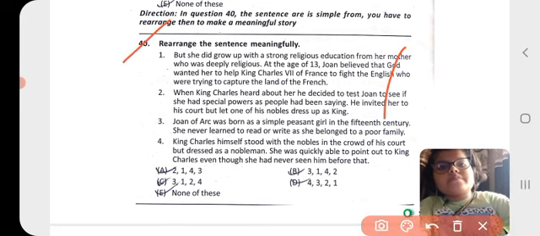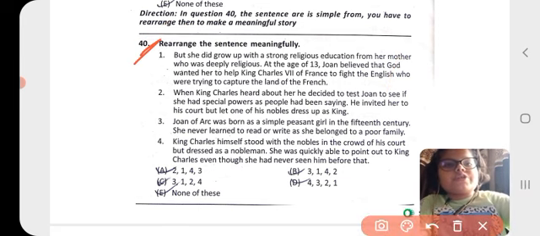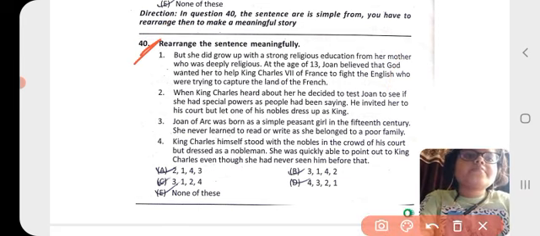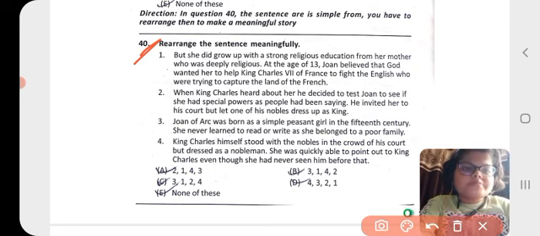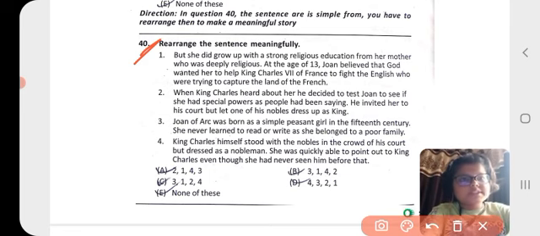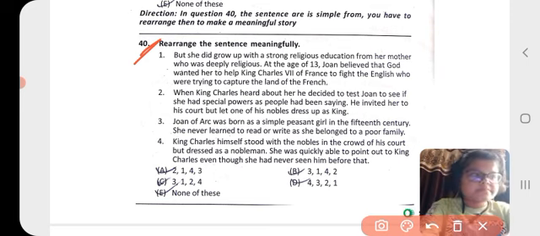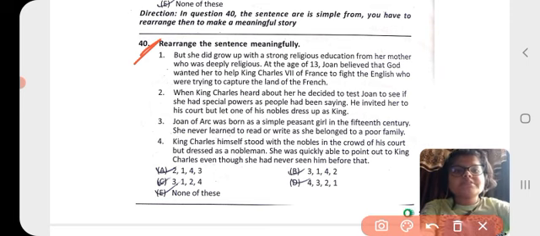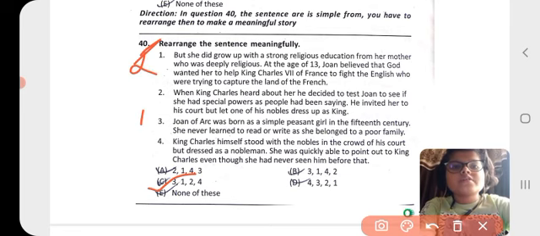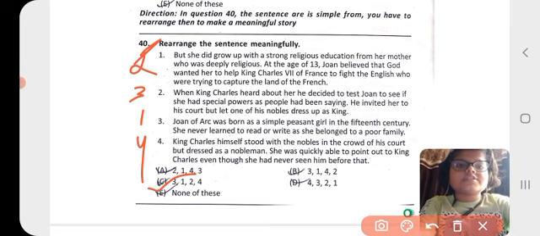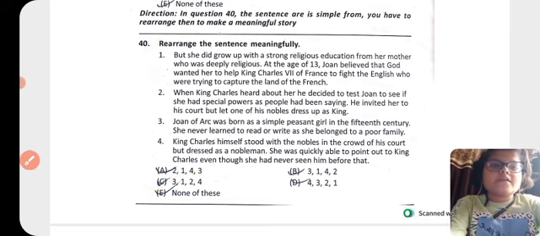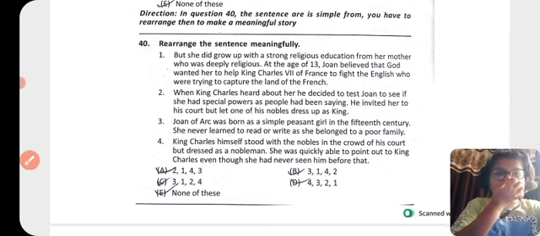Question number 40. Rearrange this story carefully. So I won't, please pause the video to read it. We'll just discuss the answers for it. The answer will be option C, 3, 1, 2, 4. You can read it in this statement. Okay, let's go to the next question.